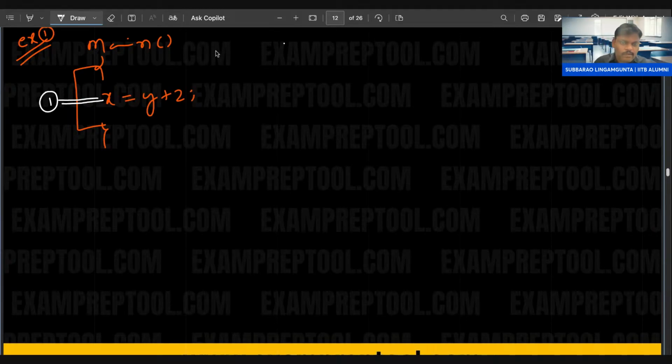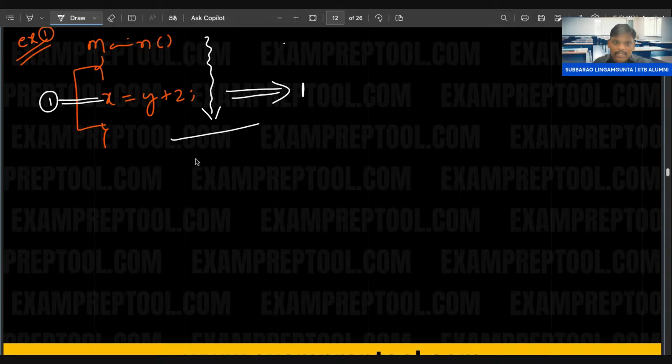Whenever this program is run by the CPU, how many times will this statement execute? This program has one statement. Whenever it is run by the CPU, how many times will this statement execute? One time. That is called the order of magnitude of that statement. So order of magnitude of the statement is 1.